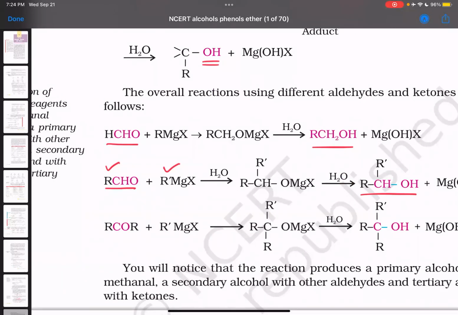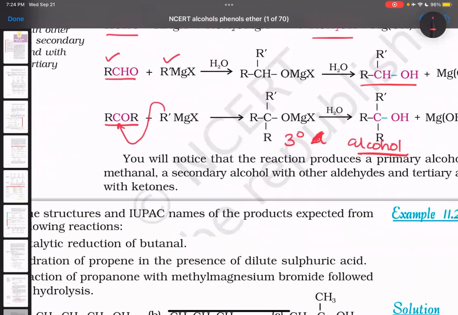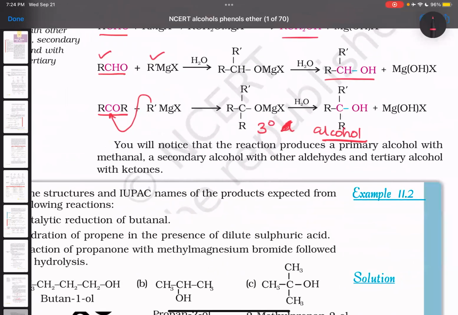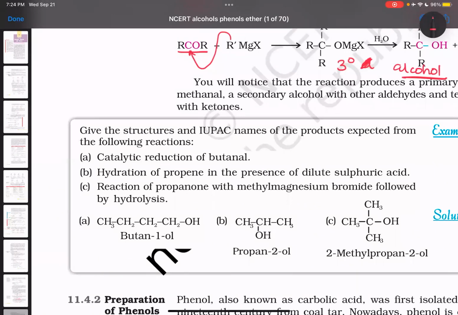So formaldehyde is going to give you primary alcohol, CH2OH. Any other aldehyde is going to give you secondary alcohol. Ketone, which already has two alkyl groups, and the one R will come and join in over here. So you are going to get a tertiary alcohol. Is it clear? Yes, sir. So here you are going to get a tertiary, right? Yeah, so that's how you need to do.